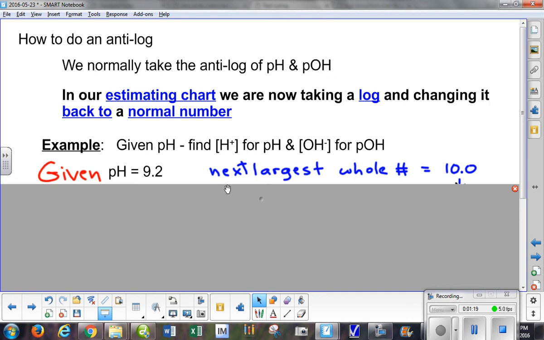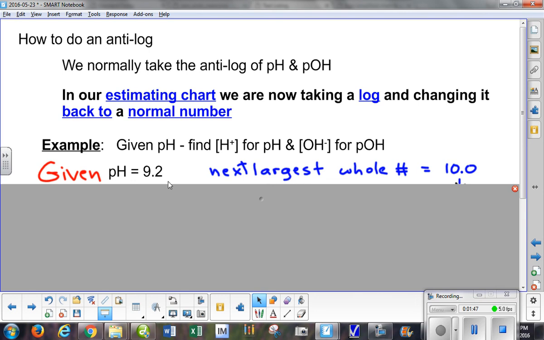So let's go ahead and look at our first example, and that is if I'm given the pH of 9.2, see, I'm given a pH. I'm supposed to find the hydrogen ion concentration for a pH, if given the pH, and the hydroxide ion concentration for a situation where I'm given the pOH. Calculations will be identical, as you'll see in just a moment.